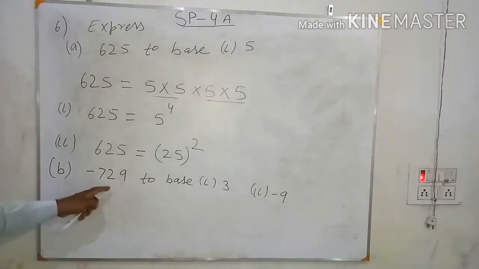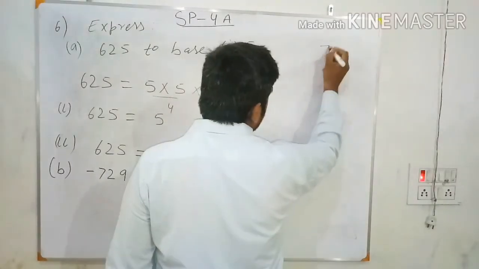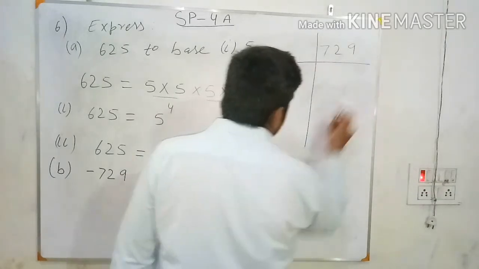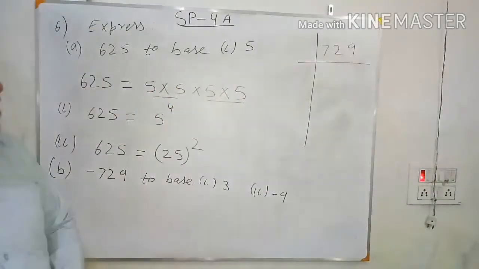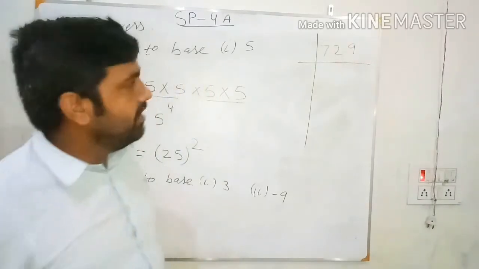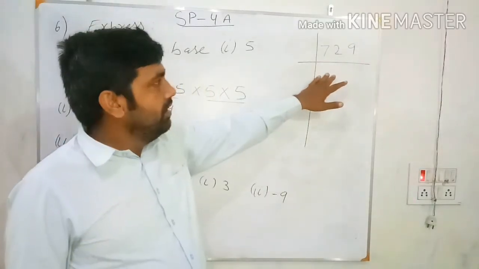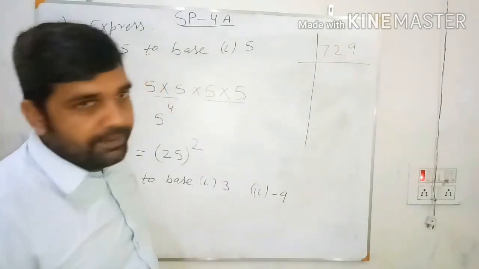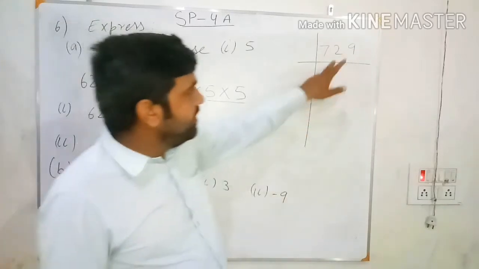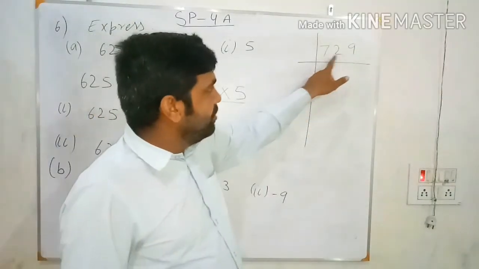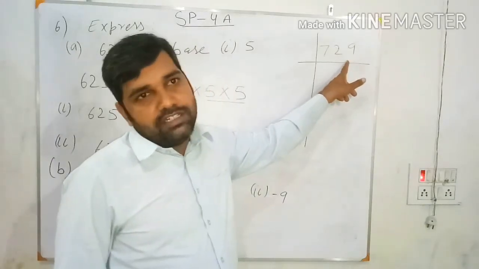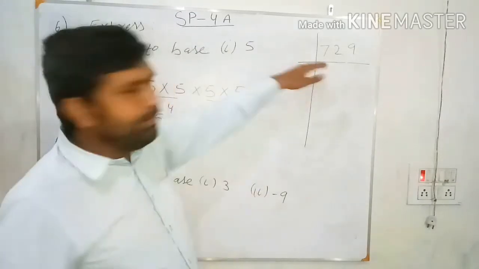In this question we have to find the prime factors of 729. First, it is an odd number, so it is not divisible by 2. Now we check whether this number is divisible by 3 or not. We test the divisibility rule of 3: we check whether the sum of the digits is divisible by 3. Yes, 7 plus 2 is 9, 9 plus 9 is 18. The sum of the digits is 18 and 18 is divisible by 3. 3 sixes are 18. So this number is also divisible by 3.